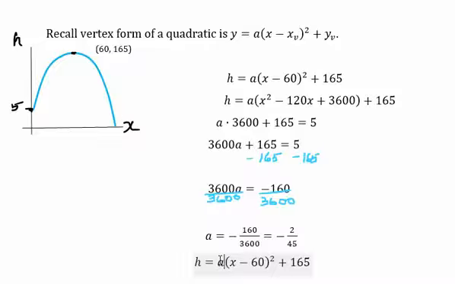Because we can leave our equation in vertex form, we're just going to replace a in our initial equation with negative 2/45.